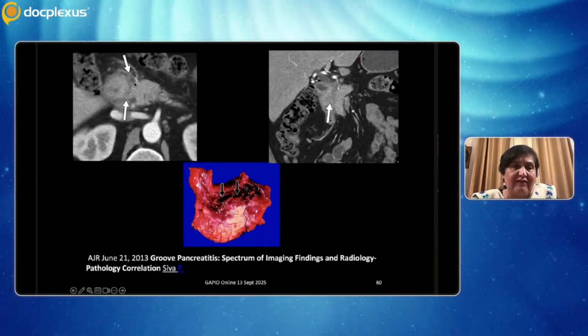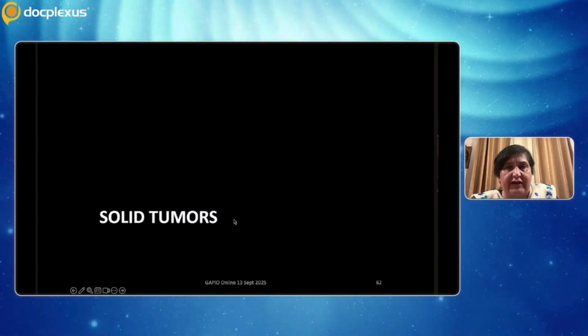And this is an image I have taken from an AJR article, which is showing you that there is some hypodensity here surrounding the pancreas. That's the duodenum there. And this is where you doubt whether this is malignancy or whether it's inflammation. And this turned out to be post-operatively a case of groove pancreatitis.